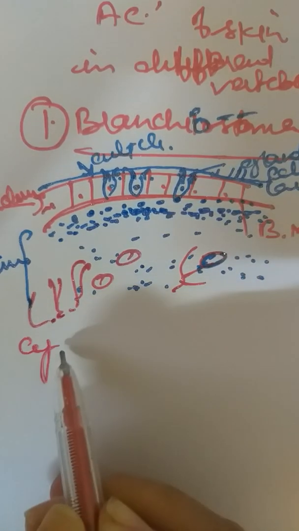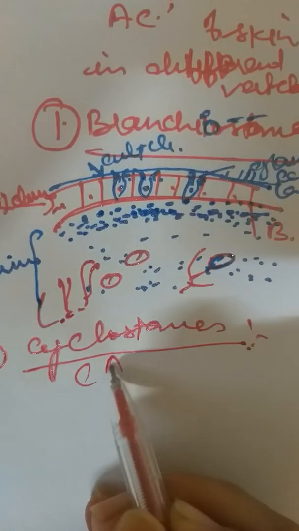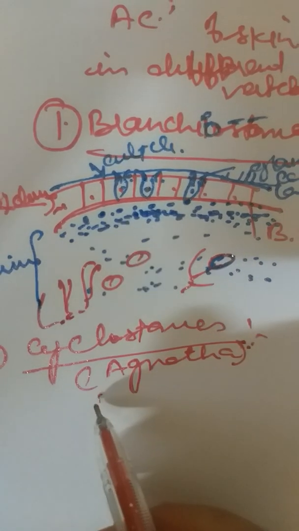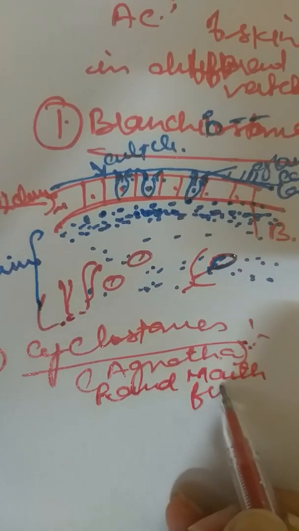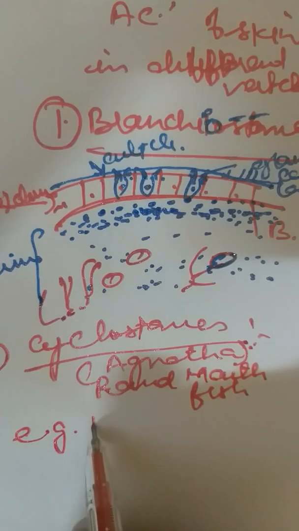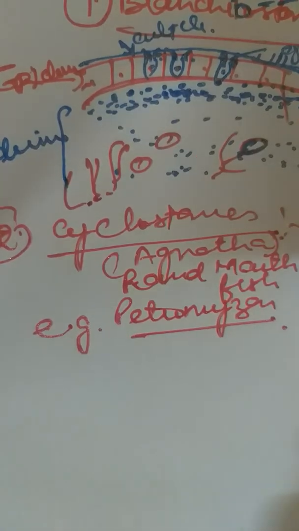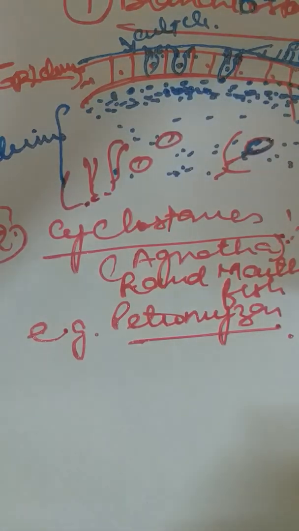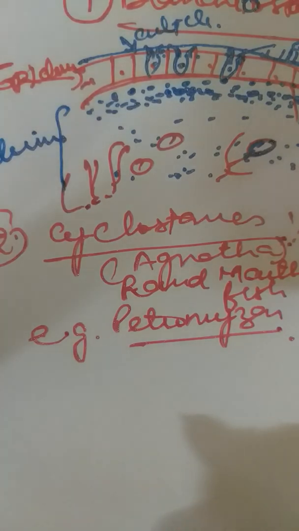Now the second organism we are talking about is the cyclostomes. These come under Agnatha, as I already gave you in the introduction in the first chapter, and they are also called round mouth fish. An example is Petromyzon. In cyclostomes, the integument shows distinct advancement over the lancelet. The epidermis has become stratified.